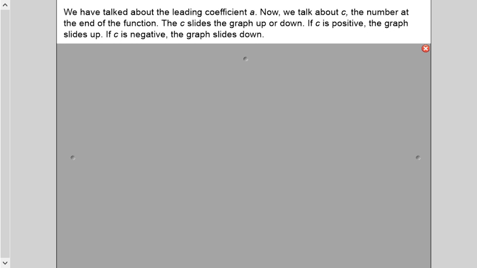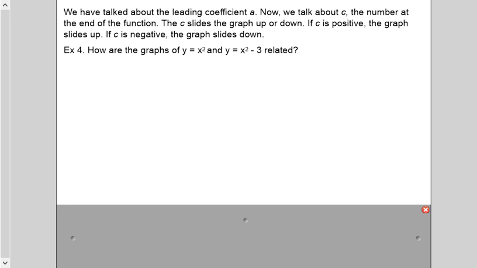Last topic. We've talked about the leading coefficient A. Now we're going to talk about C, that number that comes at the very end of the equation. The C is going to take your graph and it's going to slide it up or it's going to slide it down. If C is positive, the graph slides up. If C is negative, the graph slides down. You don't have to graph this one in example 4. I'm going to graph it when we're done just so I can show something to you. But you don't have to graph it in order to figure it out.